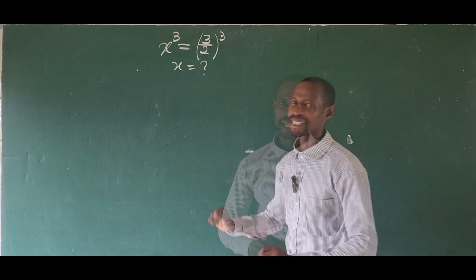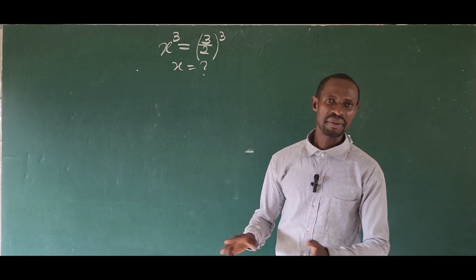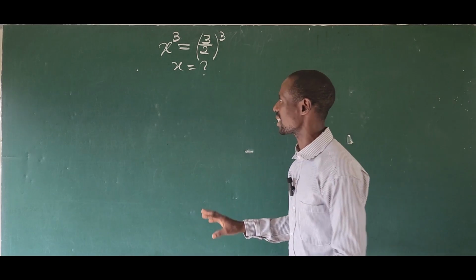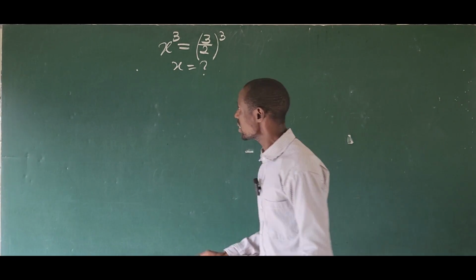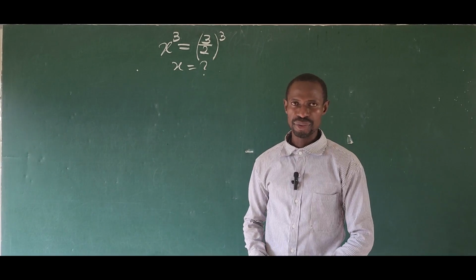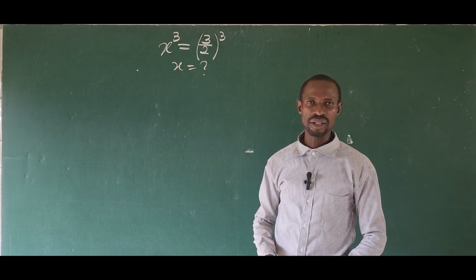Again, we have this. It's a very nice one. The question is x to the power of 3 equal to (3/2) all raised to the power of 3. What is the value of x here? Now, if you take a good look at this question, again, we can easily take the cube root of both sides of the equation, and that will give us x equal to 3/2.